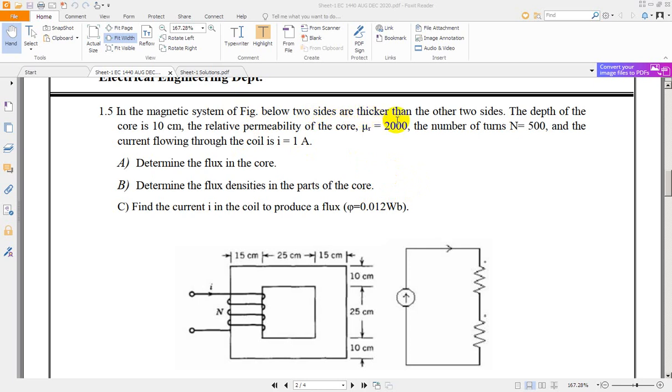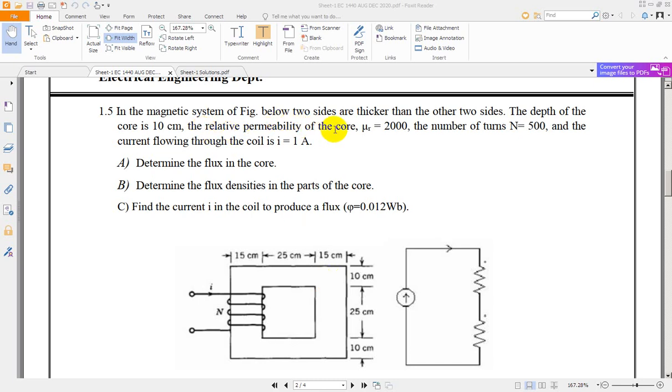Coming to problem number 5, we have a magnetic system shown in the figure below with two sides thicker than the other two sides. It means we have a thinner side and a thicker side. The thinner side's thickness is 10 centimeters and the thicker side's thickness is 15 centimeters. The depth of the core is 10 centimeters, into the screen.